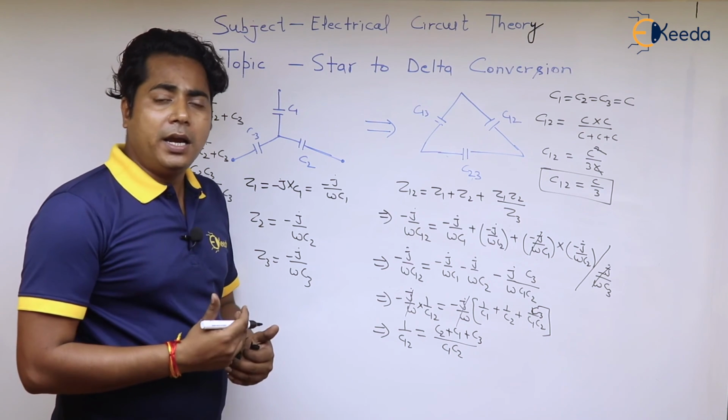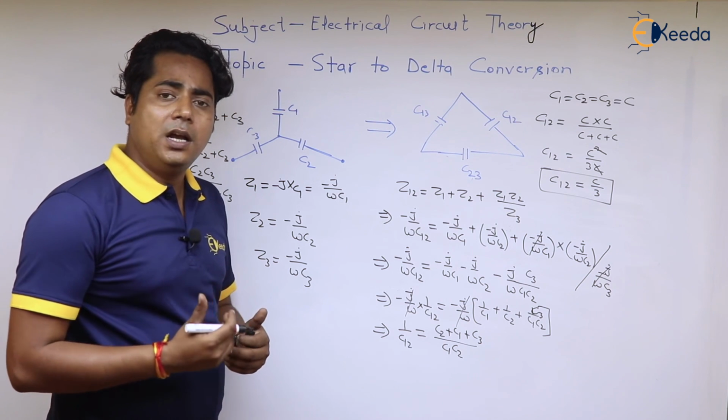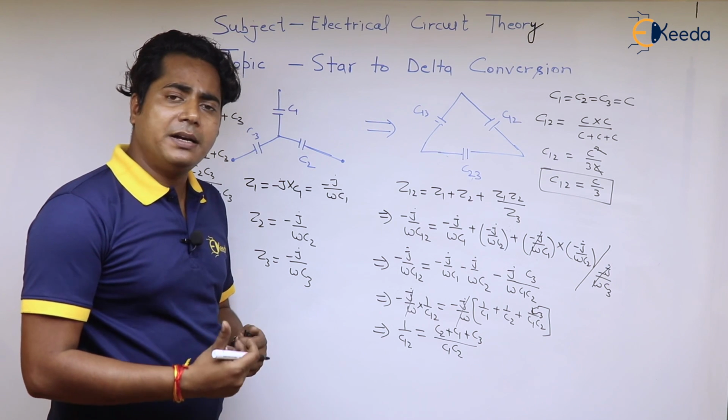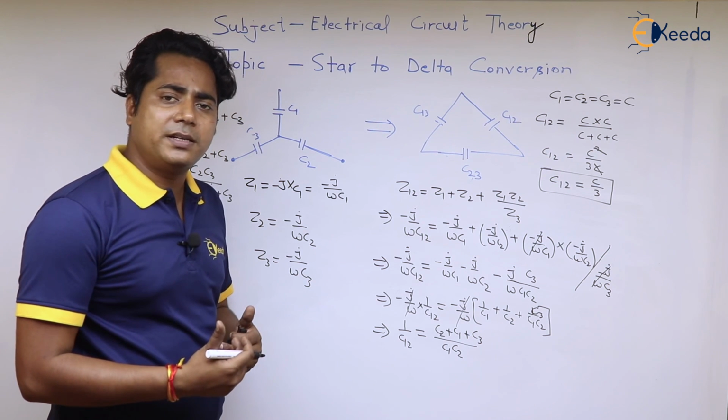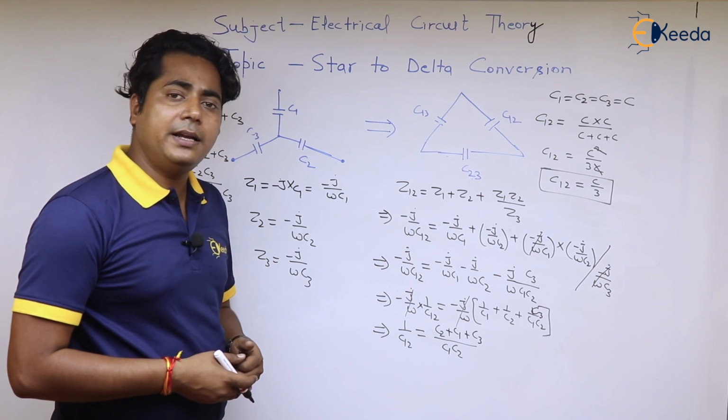I am repeating, in case of resistor, the resistance value was increasing 3 times. In case of inductance, the value of inductance was increasing 3 times. But in case of capacitance, where all the capacitance value are same, then value of capacitance is decreasing by 3 times.